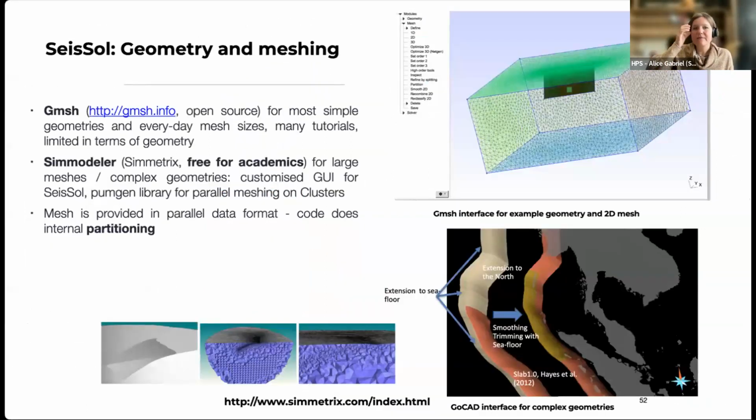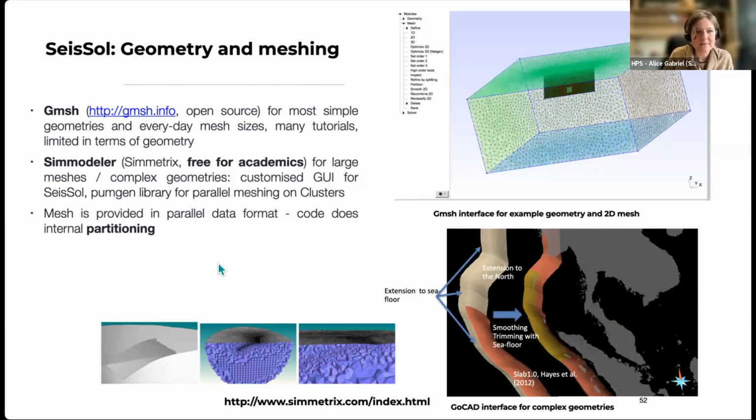Okay, in SeisSol, what we use today is mostly GMSH. This is an open source method that is useful for most simple geometries, everyday mesh sizes, for many of our tutorials, but even if you include topography, which we'll do in the second example, it is still limited in terms of support for intersecting geometries.